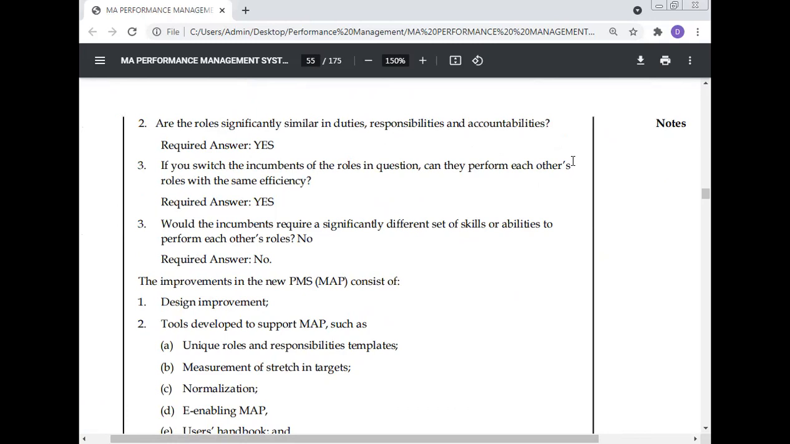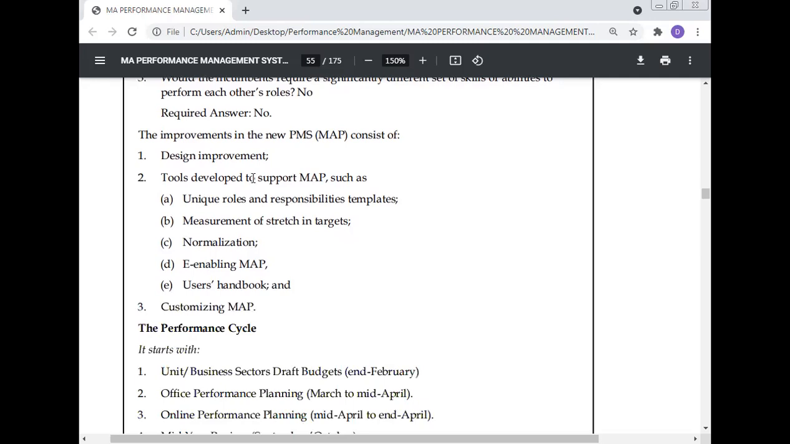The improvement in the new performance system consists of design improvement and tools developed to support the MAP, such as unique roles and responsibility template, measurement of the stress in the target, normalizations, e-enabling MAP, user's handbook, and customizing MAP.